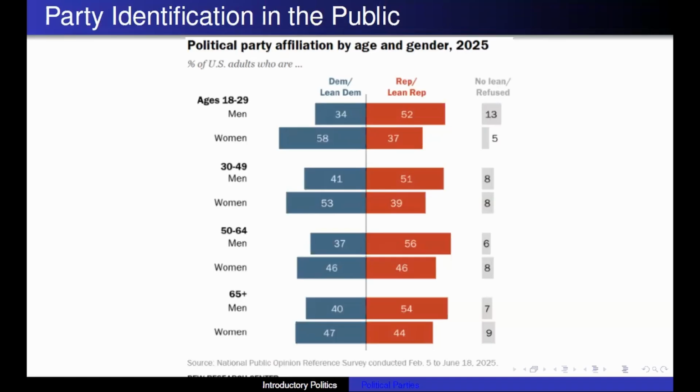So this is one way that we can take a look at political parties, by taking a look at how well they are able to establish these coalitions, how well they are able to maintain these coalitions, and how these coalitions do change over time.